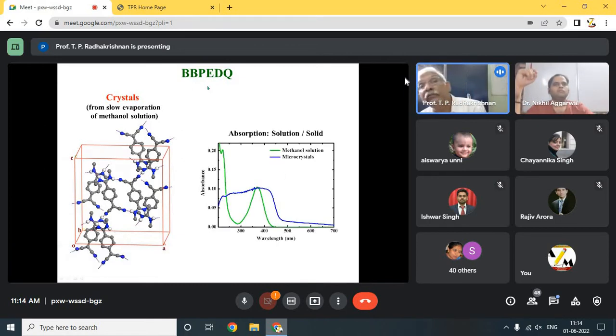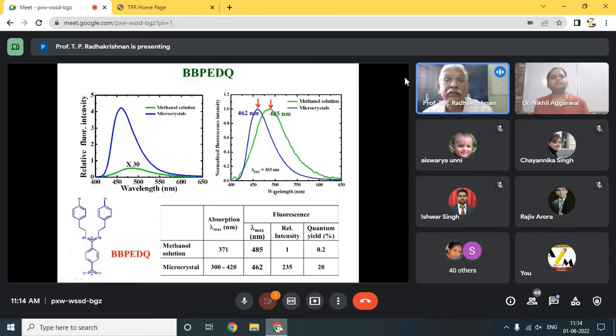This molecule, we will simply call it BBPDQ. It has some groups here: bromo, phenyl, and so on. I will show you the full structure maybe in the next slide. What is interesting is that in methanol solution, the peaks are fairly sharp, and in the solid it's always the case that they broaden. And this of course we can easily look at.